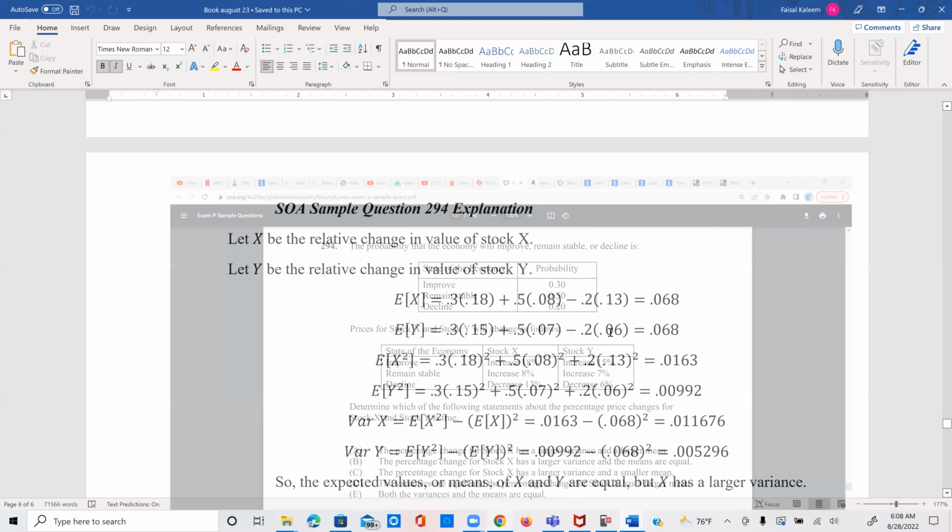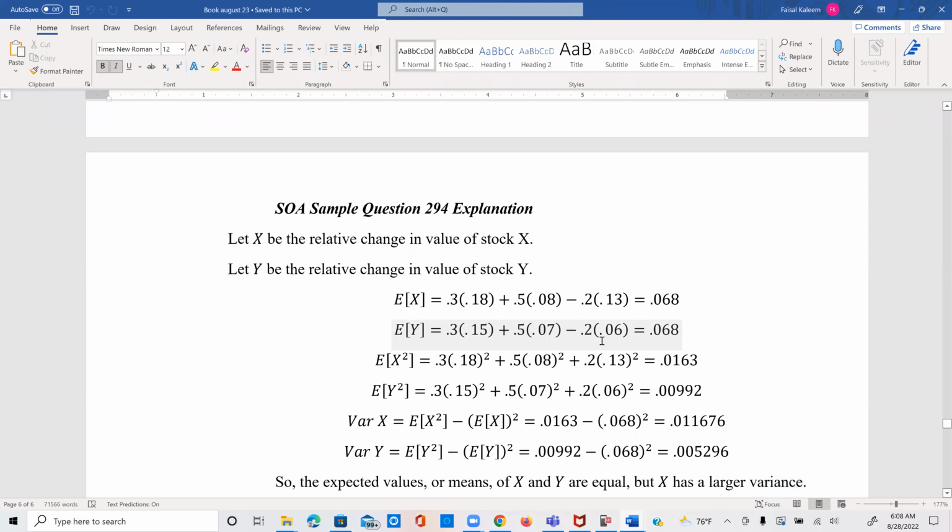And E of X squared: similarly, now the increases will be squared. So this 0.18 would be squared, 0.08 would be squared, and when you square the negative 0.13, you get positive 0.13 squared. It's the same whether you square the positive or the negative. So in this case, all the three terms will be positive, and E of Y squared will be obtained similarly by squaring the corresponding changes in Y.